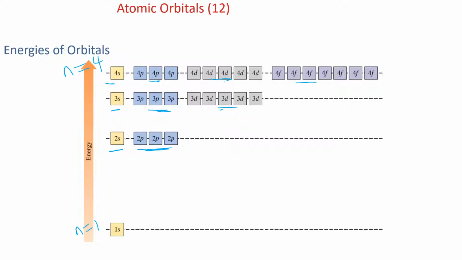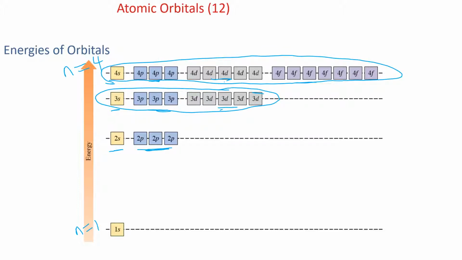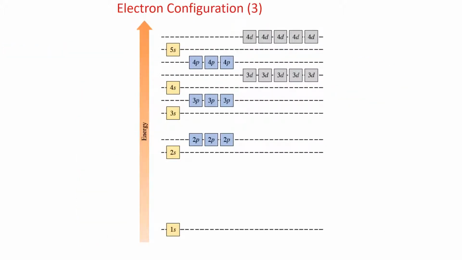And these all look pretty linear on the same line. In fact, they are drawn all on the same line, which kind of makes you think the 4P, 4D, and 4F maybe have the same amount of energy. The reality is they do not. They're actually more like this, where an S sublevel has a lower energy than a P sublevel, and a P sublevel has less energy than a D sublevel.